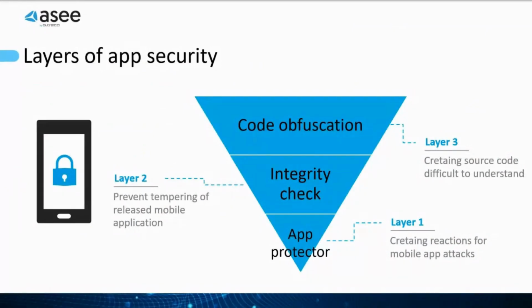So this is something that we presented as RASP functionality, but if you want to secure your application even more, we always recommend to build the security even more with additional layers. Layer 2 is integrity check, which prevents tampering of the release mobile application. And the strongest layer of security is called obfuscation, which is creating source code difficult to understand and making it harder for attackers to do reverse engineering.